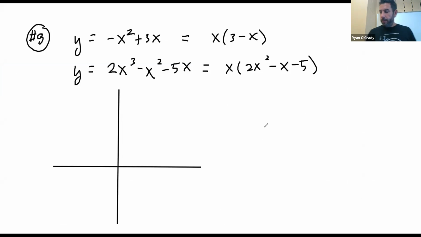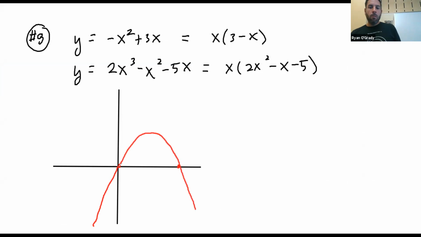I know right away that this red guy looks like this. I know it hits here, and I know it hits here. That's what I know for sure. And then I know it's a parabola that's upside down. So it's going to look like this. I'm just sketching the region. That's all I'm doing.